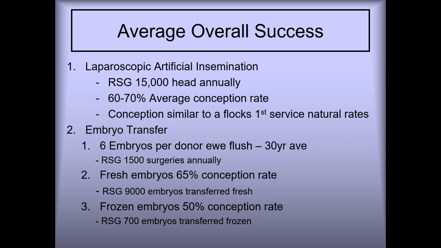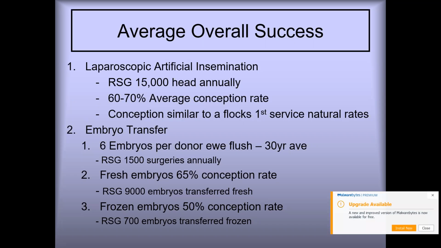The 30-year average in embryo transfer is 6 embryos per donor. And so through the course of our season, we'll do about 1,500 of those surgeries annually. And you'll see that time and time again, it comes back to about a 6 average in sheep. Now, if you're raising goats, you're going to be closer to an 8 to 9 average on them.